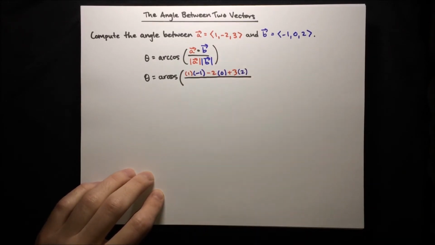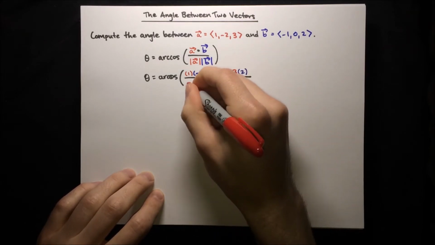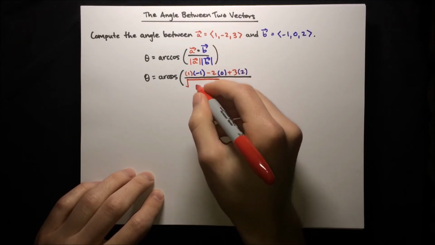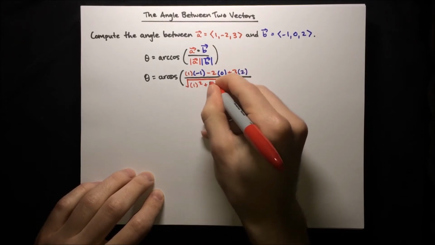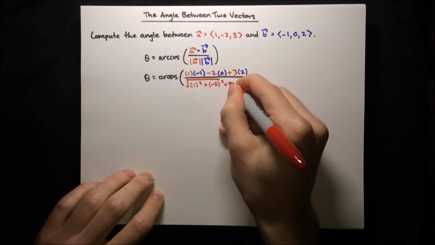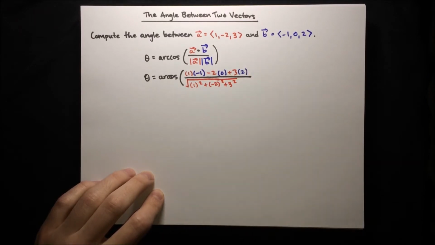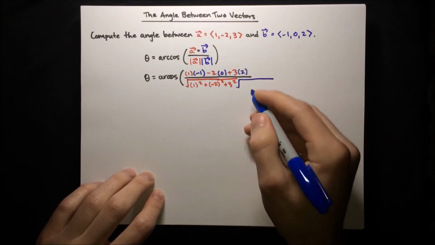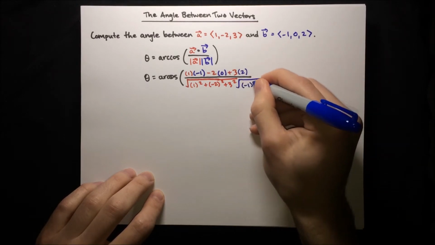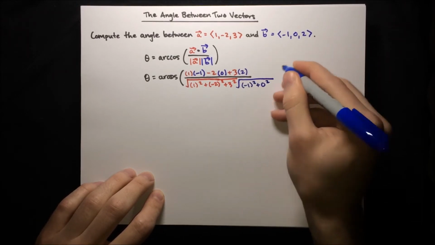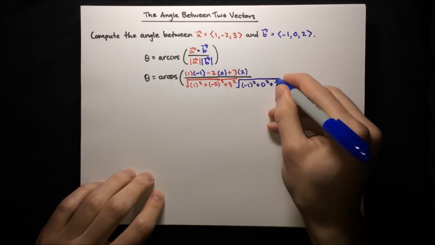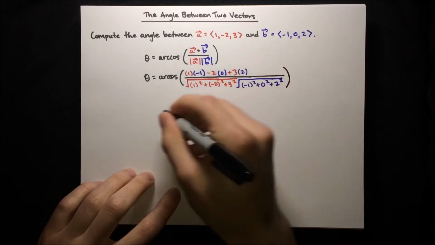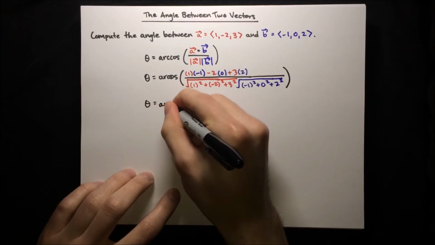And then the denominator, we've got the magnitude of a, so the square root of the sum of squares of its components, so 1 squared, and then plus negative 2 squared, plus 3 squared. And then for b, that's also the square root of the sum of squares of its components, so negative 1 squared again, plus 0 squared, plus 2 squared. Okay, so now we just need to go ahead and do these computations.